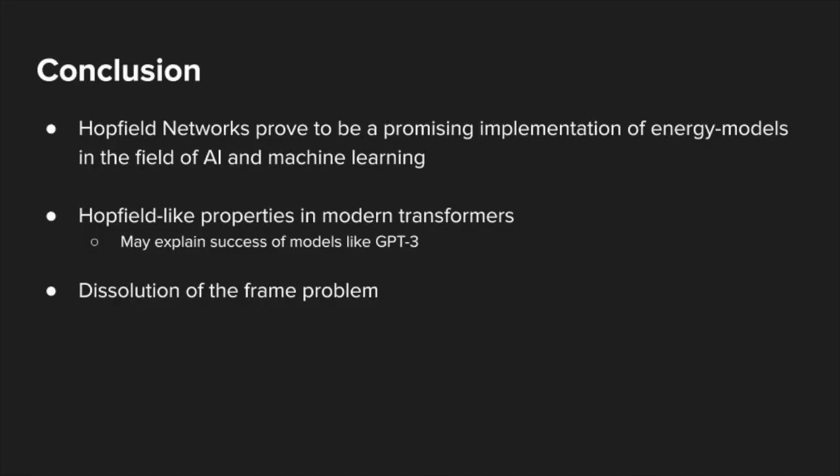In conclusion, Hopfield networks proved to be a promising implementation of energy-based models in the field of AI and machine learning. Even recently, a paper discovered that modern transformer models, the type of neural networks that are the backbone of recent breakthroughs in AI, like BERT and GPT-3, show that there are underlying Hopfield-like properties to these networks. Maybe the associative properties of the Hopfield networks can help to explain the seemingly uncanny ability for GPT-3 to remain topically consistent and recall relevant facts through their dissolution of the frame problem.